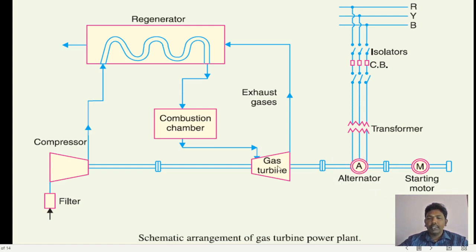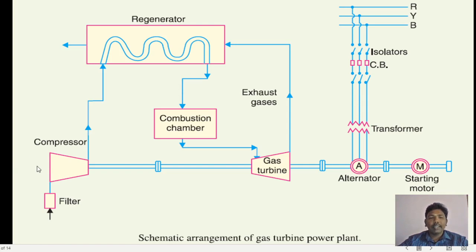This generator is run by a turbine, which is a gas turbine. That's why we are calling it a gas-based thermal power plant or gas turbine power plant. So here you're using a gas turbine. Now, how are you going to run this turbine? As the name tells you, this turbine is going to run with the help of a gas.